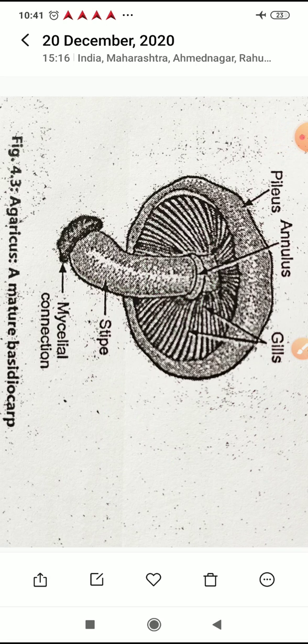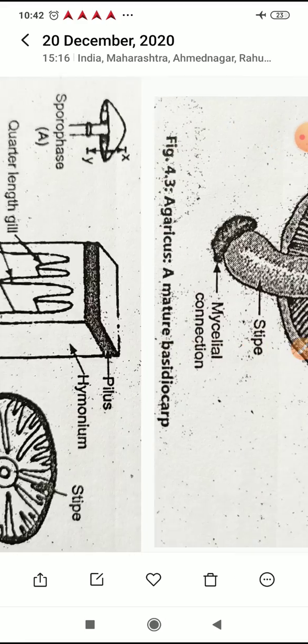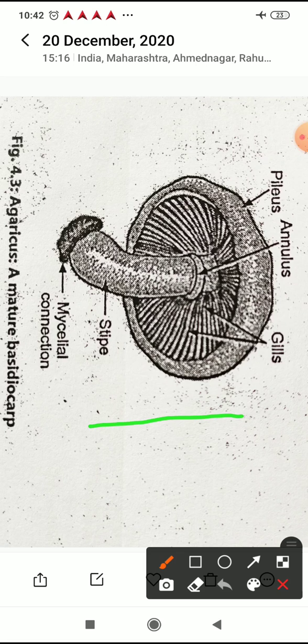So dikaryotic hyphae, when these hyphae are under the soil, come near to the soil surface and when conditions are favorable, these hyphae intertwine and form a structure named a rhizomorph, and this rhizomorph further develops into the mature basidiocarp.